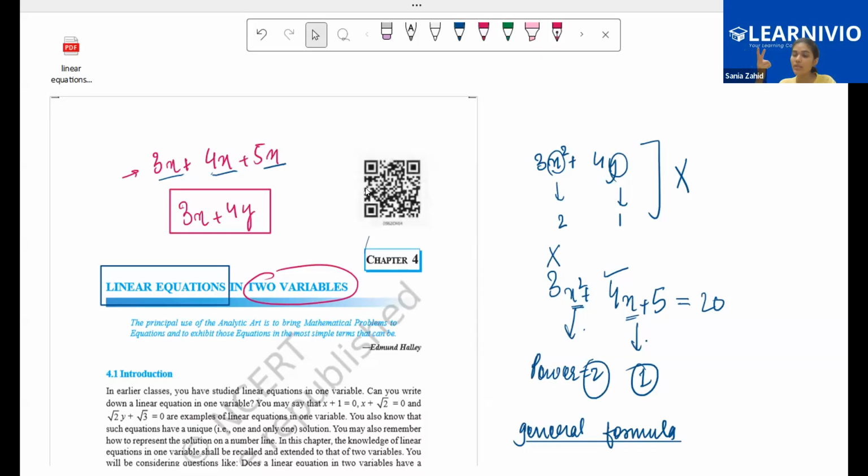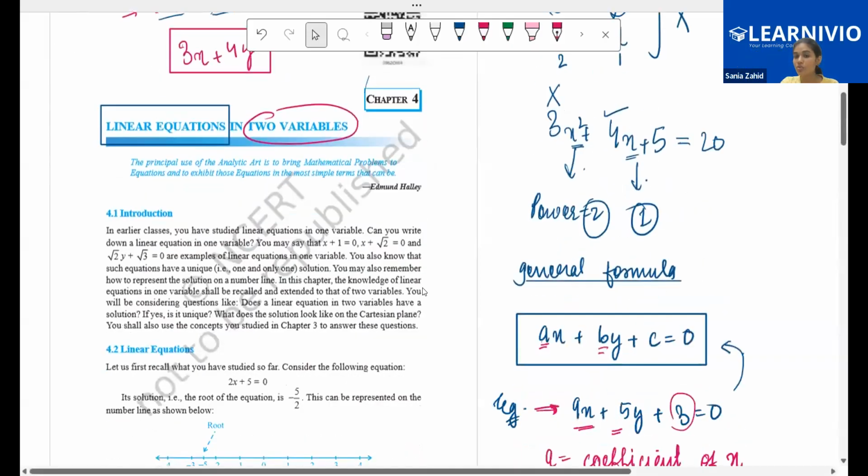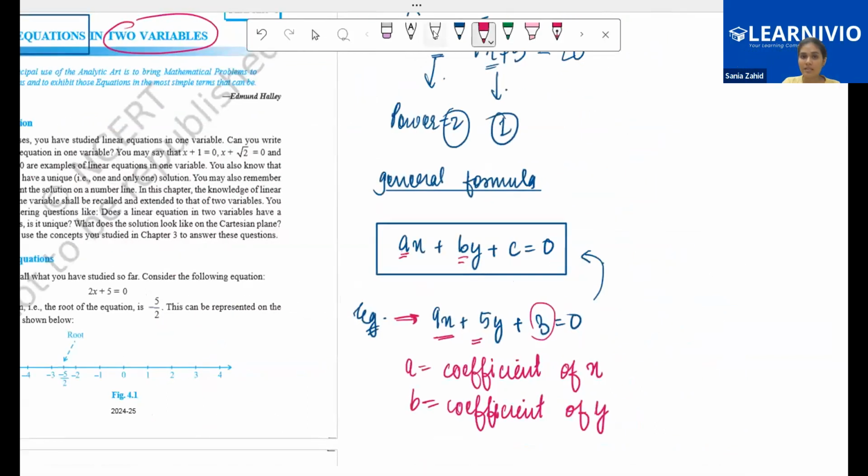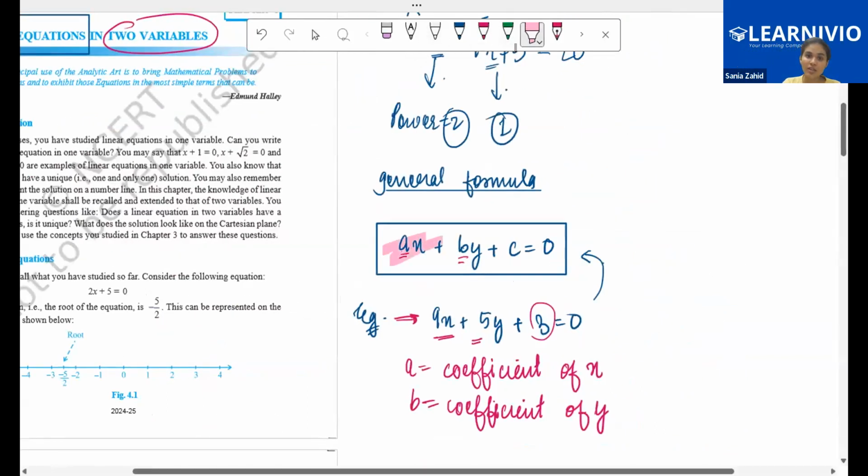Now, two variables means you have two kinds of letters in your equation: x and y, a and b. You can also write p and q. They are also variables. Any two different letters are known as a linear equation in two variables. Now we studied the general format for writing a linear equation in two variables. It's ax plus by plus c. This is the general format.